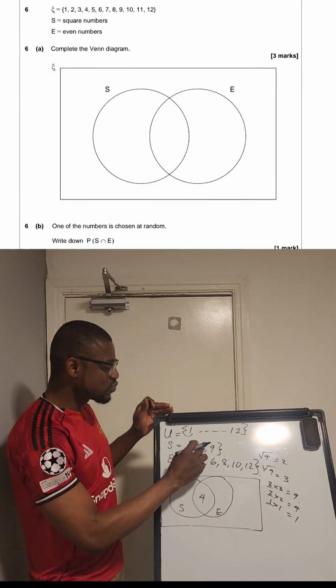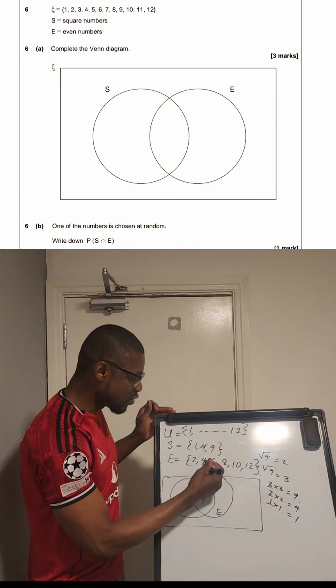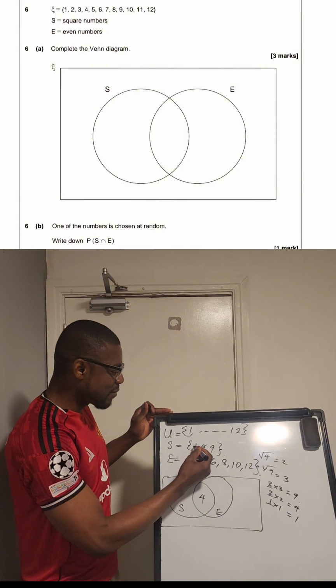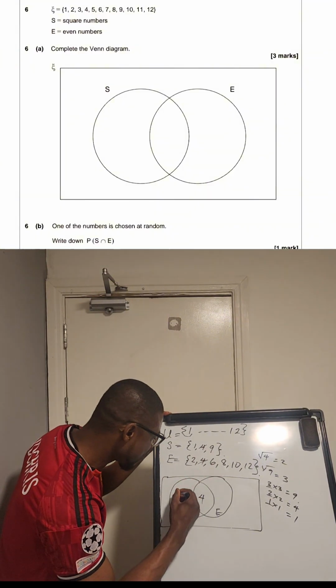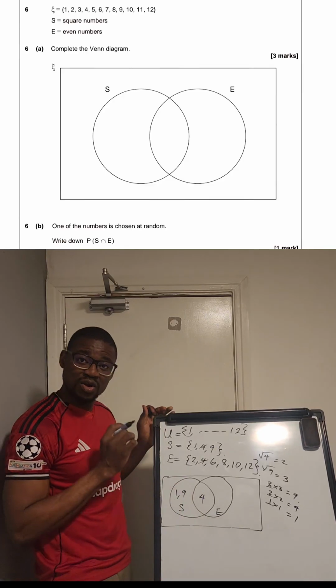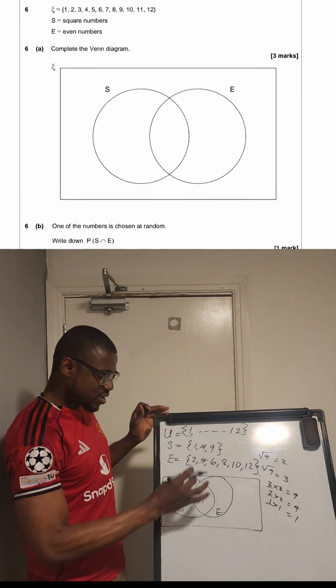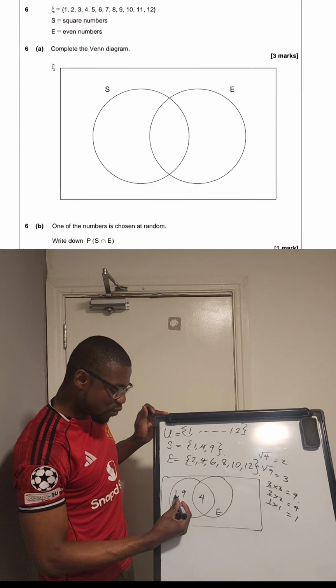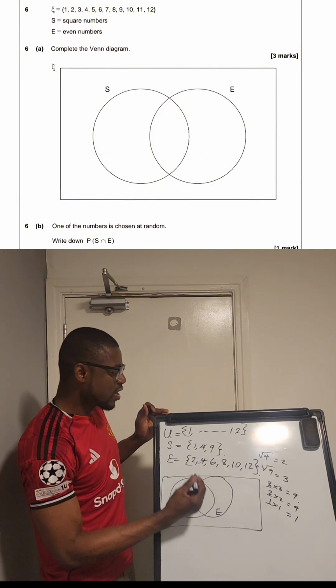Now, what are the two things remaining? So I can cross off this if I want, because it's taken. And I'm left with 1 and 9. So write that 1, 9. Always use a comma to separate your elements. So S contains 1, 9, and 4.